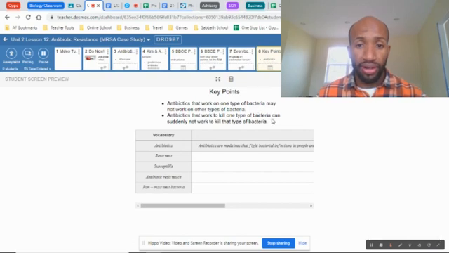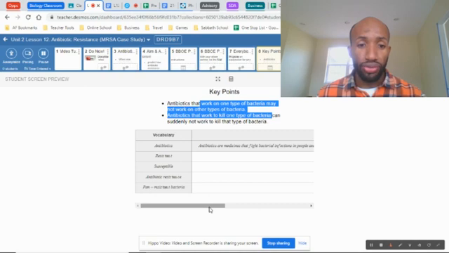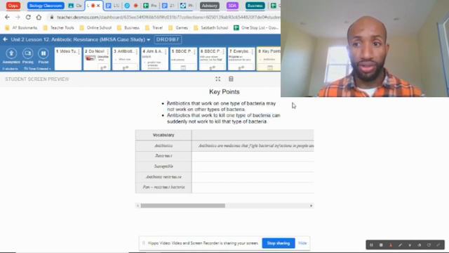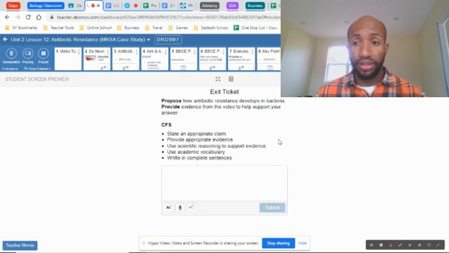So your key points are here. These need to go into your notebook. And there are several words here for you to define. You can use Google to define those as usual. Your assessment is going to be your exit ticket.